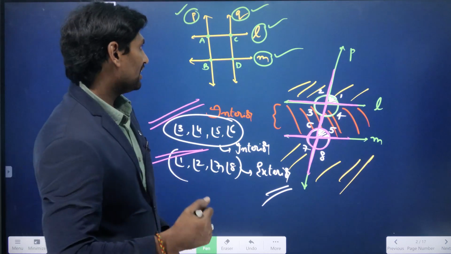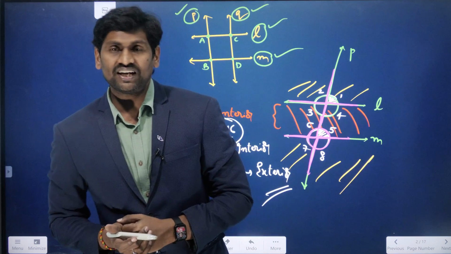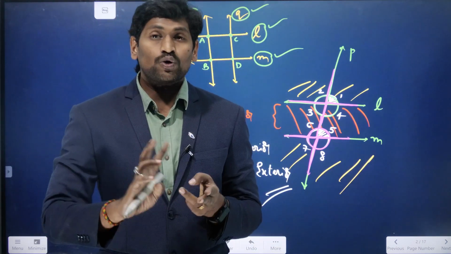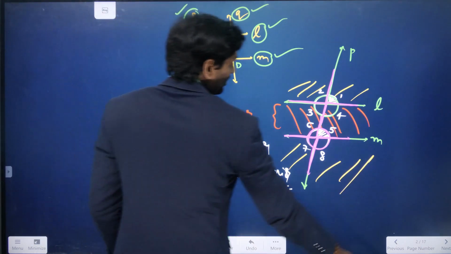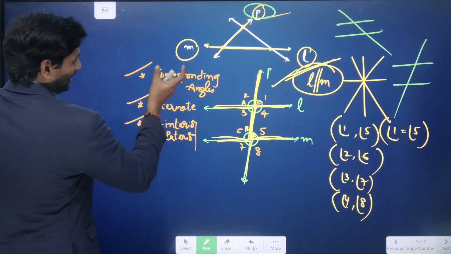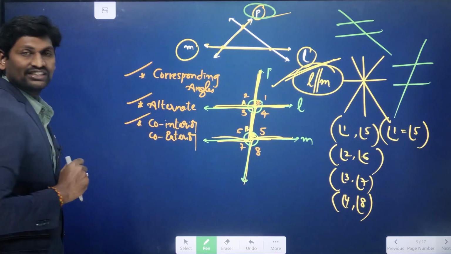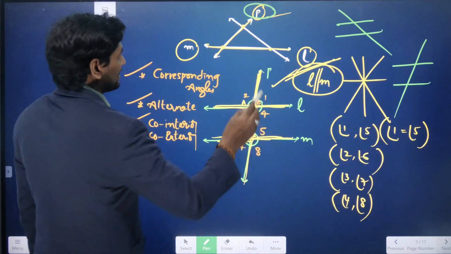Clear? But mainly at the transversal, there are 3 different types of angles: corresponding angles, alternate angles, and co-interior, co-exterior angles. These are the main angles. Let us discuss their properties also. Now see, mainly corresponding angles, alternate angles, co-interior or co-exterior angles. Clear? Now before that, let us see this diagram.